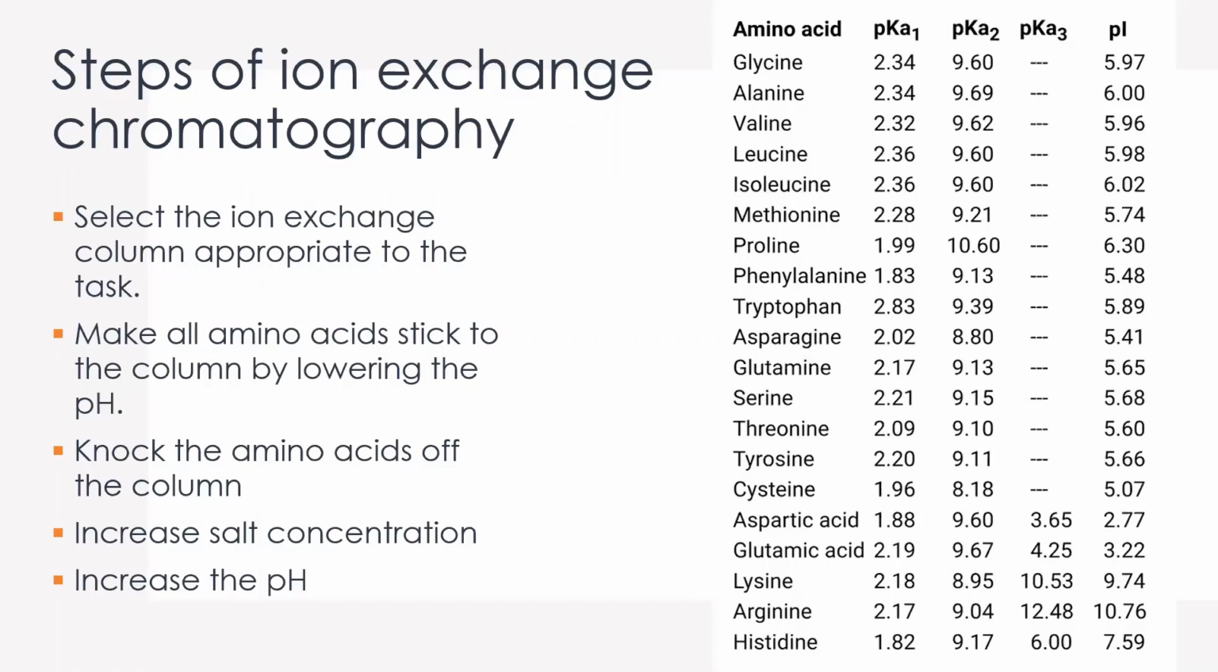Increasing the salt concentration works because the cation of the salt will compete with the positive charge of the amino acids for the negatively charged beads. The amino acids with the strongest positive charge will remain bound to the column, while those with weaker positive charges will fall off the column more easily. Increasing the pH of the buffer running through the column will begin to deprotonate the functional groups of the amino acids. This makes the amino acids less positively charged and more likely to fall off the column.